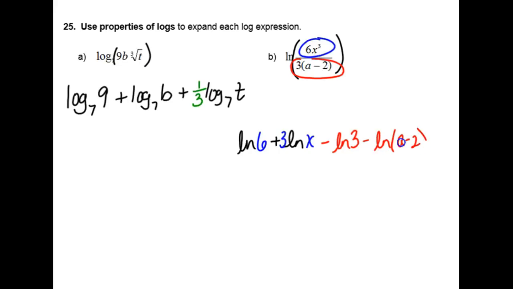Now, we haven't talked much about parentheses in these questions. I always like parentheses around things in my logarithms. They're always a good idea. And in one case here, they're mandatory. You must have these parentheses right here where it says a minus 2. Otherwise, we can't tell what's in the logarithm.